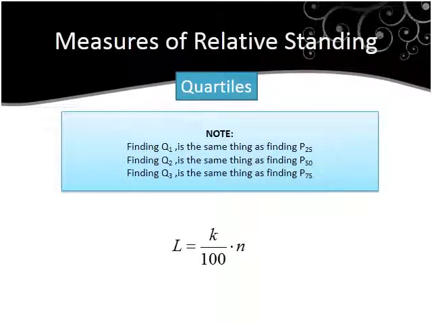So finding Q1 happens to be the same thing as finding P sub 25. And finding Q2 is the same thing as finding P sub 50. And finding Q sub 3 is the same thing as finding P sub 75. So we'll use the same location formula where K, if we wanted to find Q1, K will be 25.